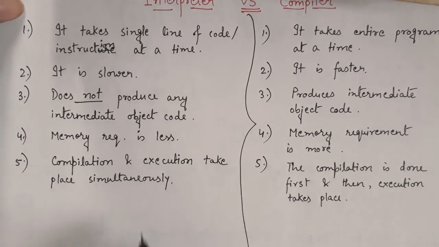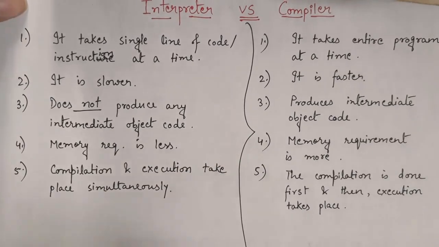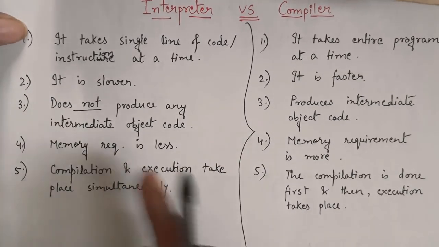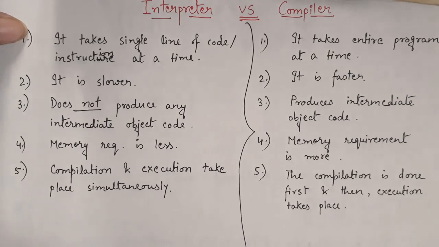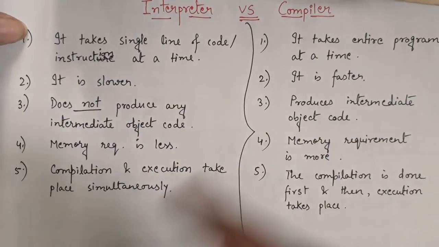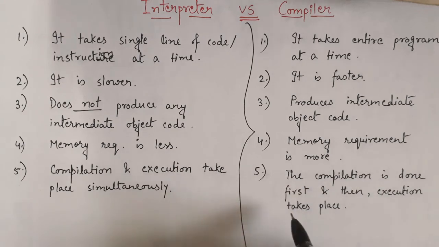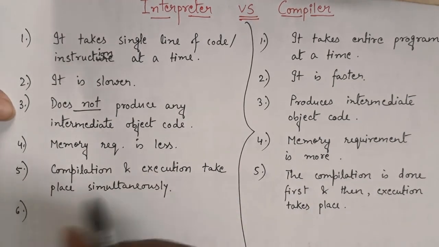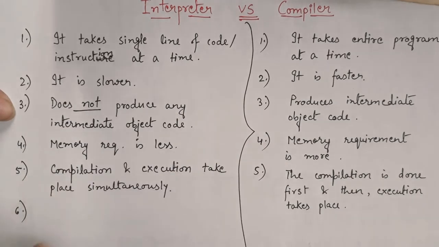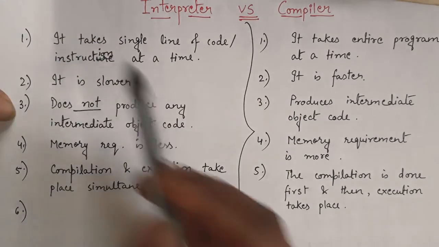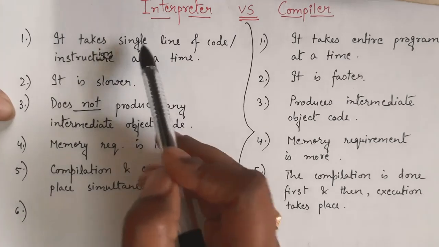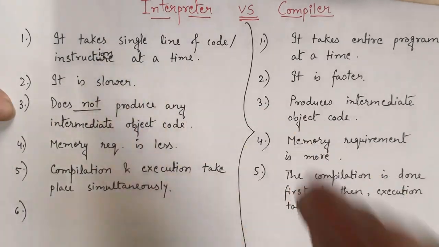Okay, fine. Compilation and execution take place simultaneously in case of interpreter. Simultaneously means both will work end to end, they will work together. Compilation will also go on and execution will also go on. Whereas in case of compiler, compilation is done first and then execution takes place. And we have already seen that it takes a single line of code, means line by line it is done.